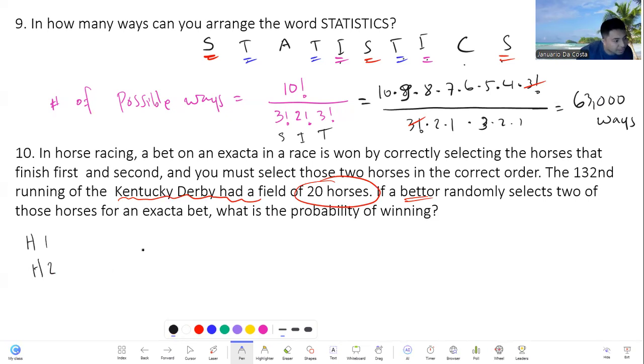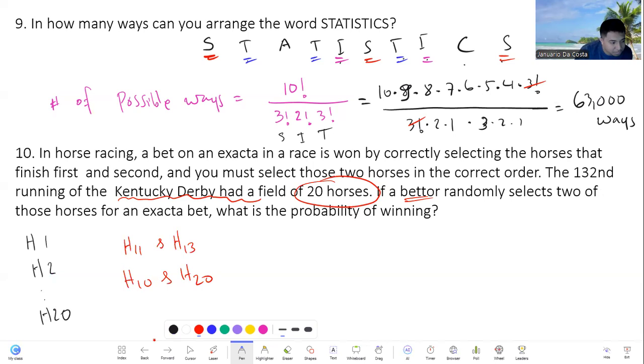Okay, what is the probability that the bettor wins? And you have up to 20 different horses, right? The bettor can pick horse 11 and horse 13. I don't know. Or maybe horse 10 and horse 20. We don't know. But the two horses must be first place and second place. It has to be one or the other. So it's still the same thing.